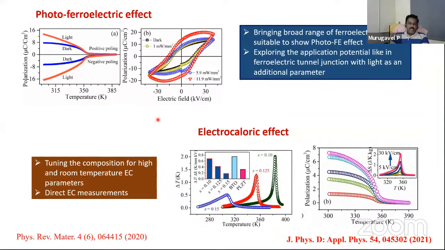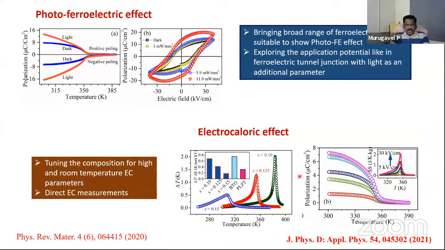Another application of ferroelectric material is that it can be used as a cooling device. It's an alternative to compression techniques where gases are used. By using the electric field and temperature, one can control the polarization, and the entropy can be changed. So the ferroelectric material can be used as an electrocaloric material.